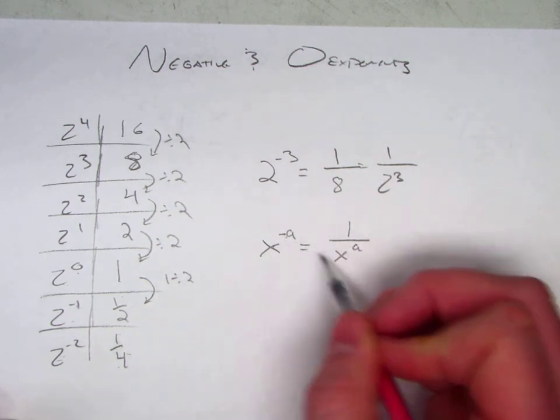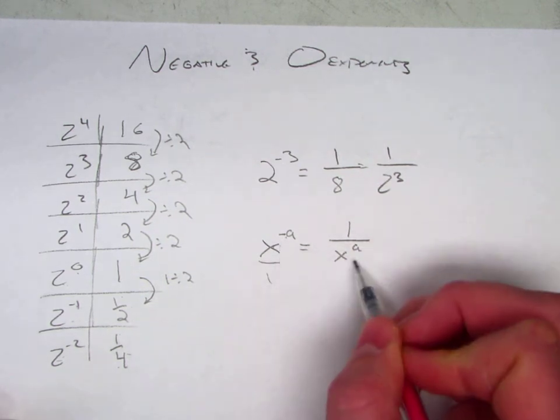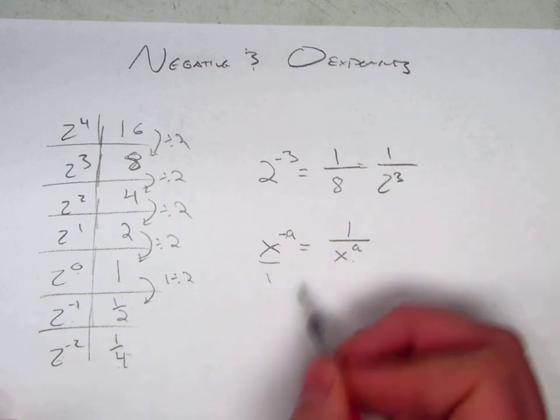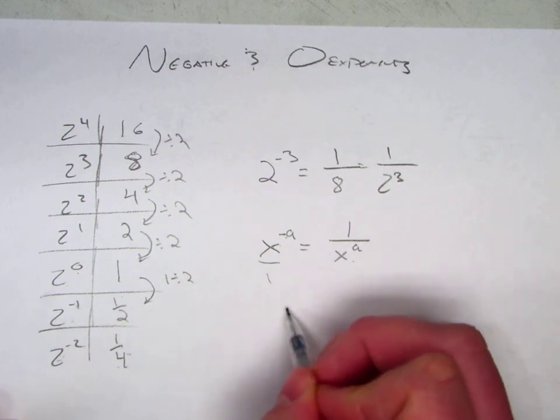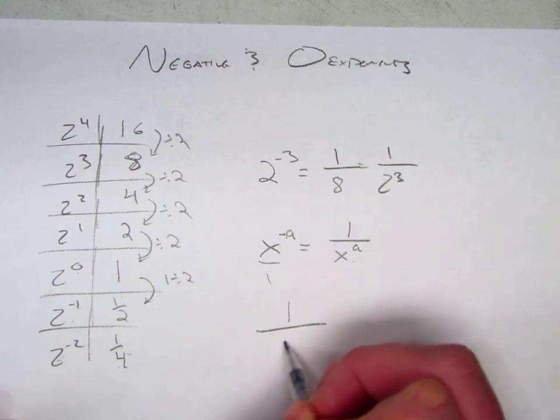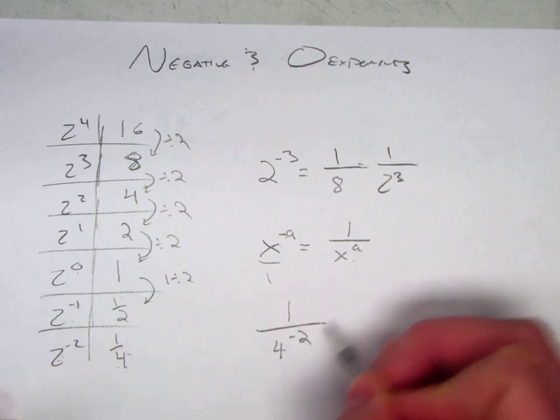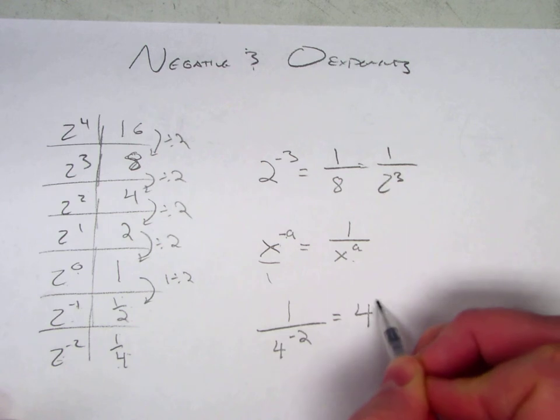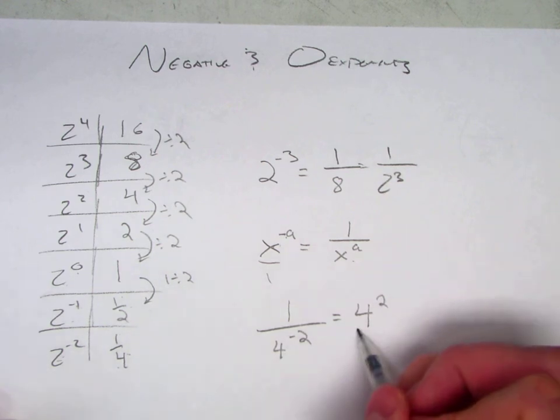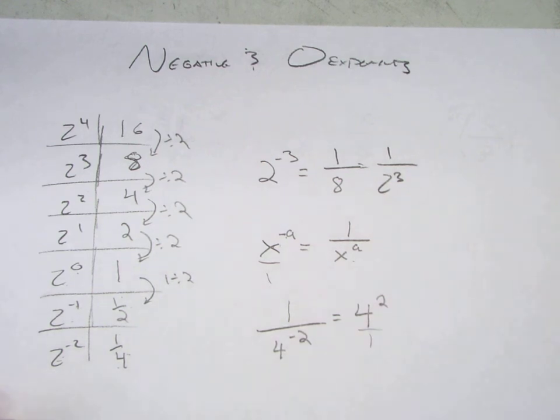If it's in the numerator, like right now this is in the numerator, you're going to place it in the denominator. And the reverse is also true. If I have a negative exponent in my denominator, let's say I have 1 over 4 to the negative 2, then it's going to come to my numerator and become 4 squared, or in other words, 4 squared over 1.